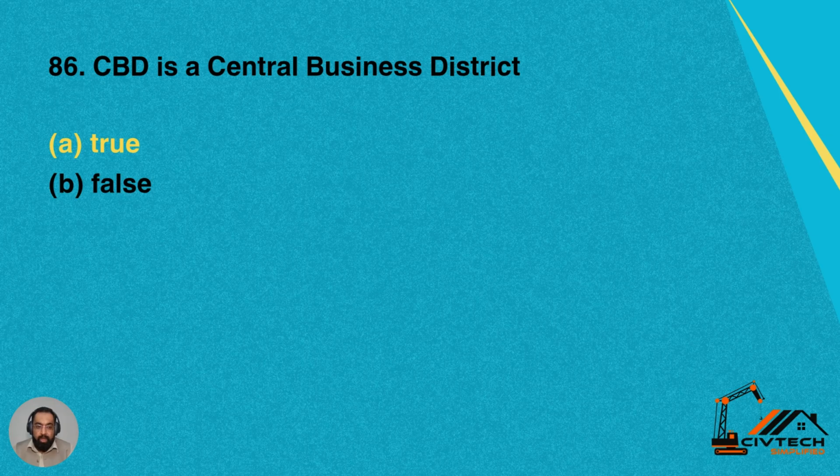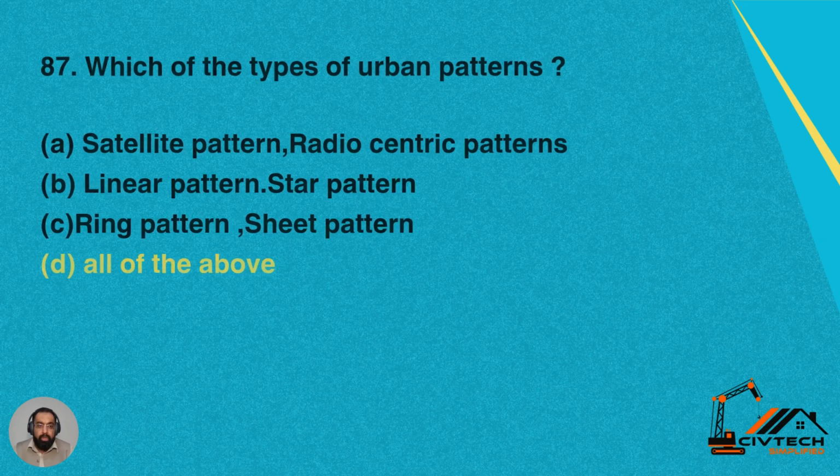Even mega cities have a central district, which is considered their business district. But in the case of small towns, there might be commercial hubs or main markets of that town, which are considered the central business districts. If you come to a lower level, within sectors, there might be business centers as well, or markets. So CBD stands for Central Business District. Option A is correct for this question, which is true.